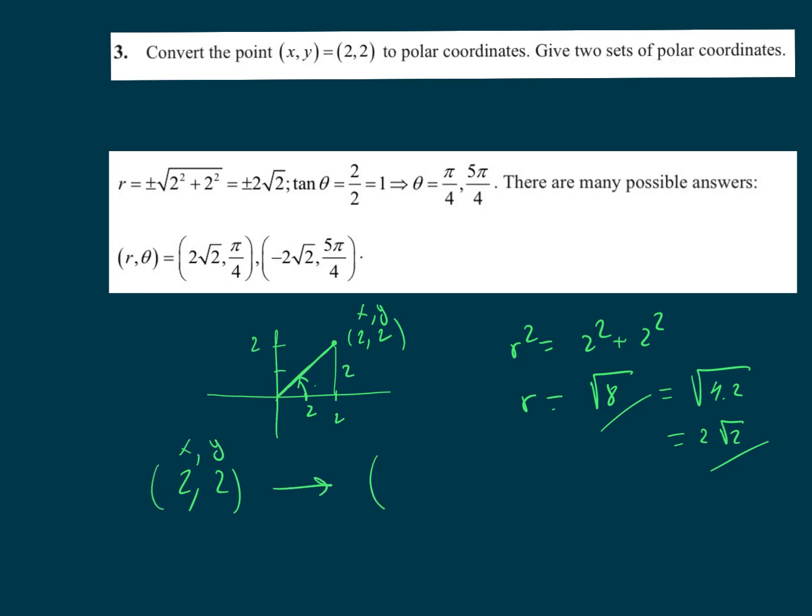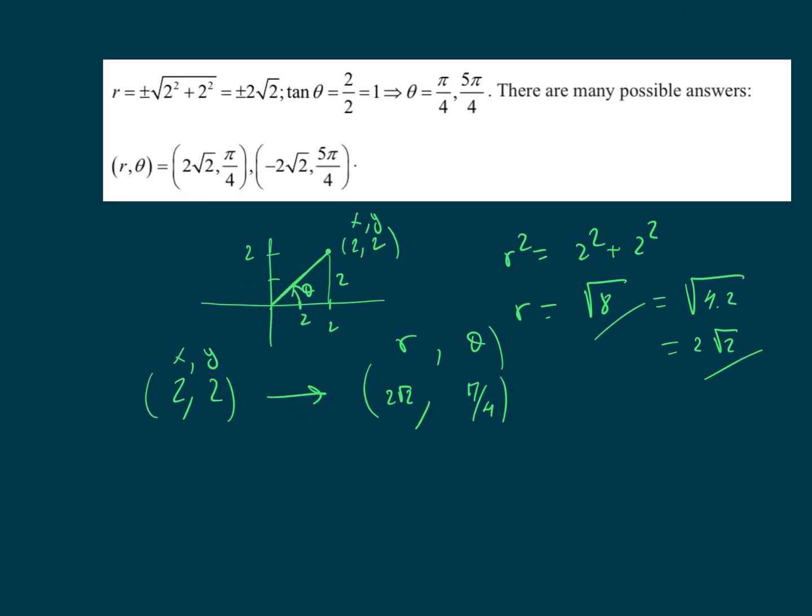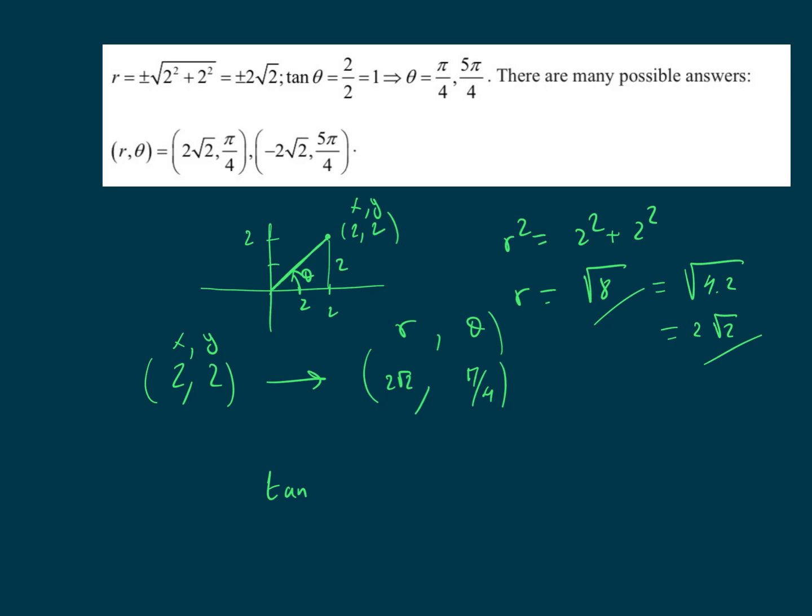And the point in polar coordinates is the point 2 square root of 2, comma, pi divided by 4. To obtain this automatically, you write tangent of theta equal opposite divided by adjacent, which is 1. So theta is pi divided by 4. And you know that it's in the first quadrant. And the problem is solved.